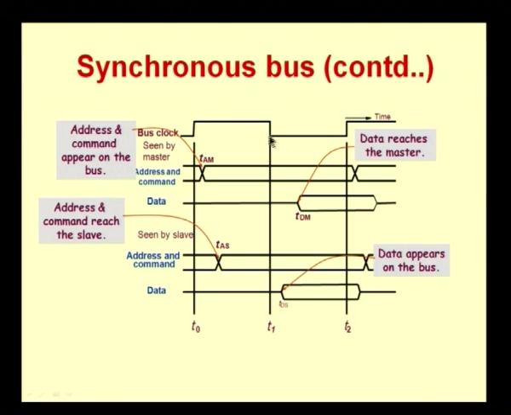Okay. This is our bus clock that we have. Now, this is our address and command. Okay. So the address and command will appear on the bus, as you can see, a little later, tAM, a little later than this edge of the clock.